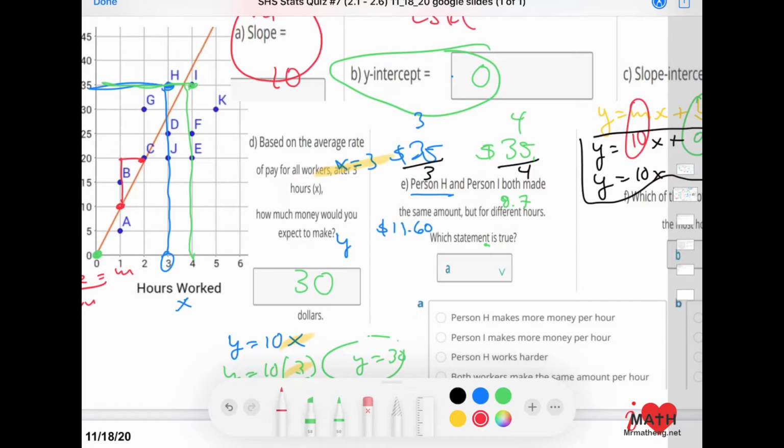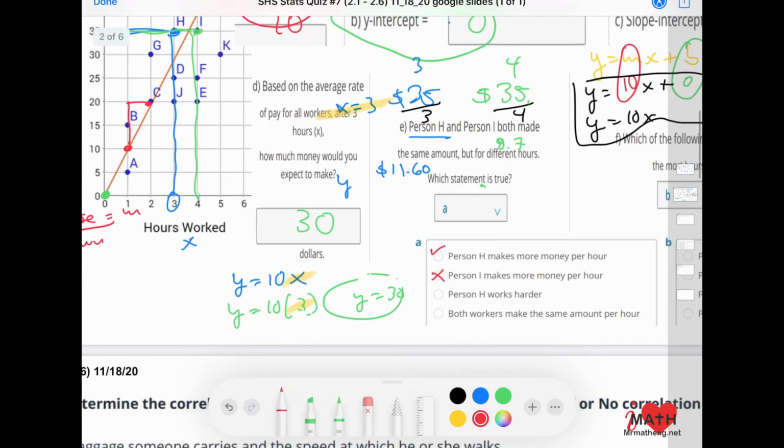H makes more money per an hour. Yes. I makes more money per an hour. No. Person H works harder. I think they both work hard. Both workers make the same amount per an hour. And my answer would be for E here. This one, right?